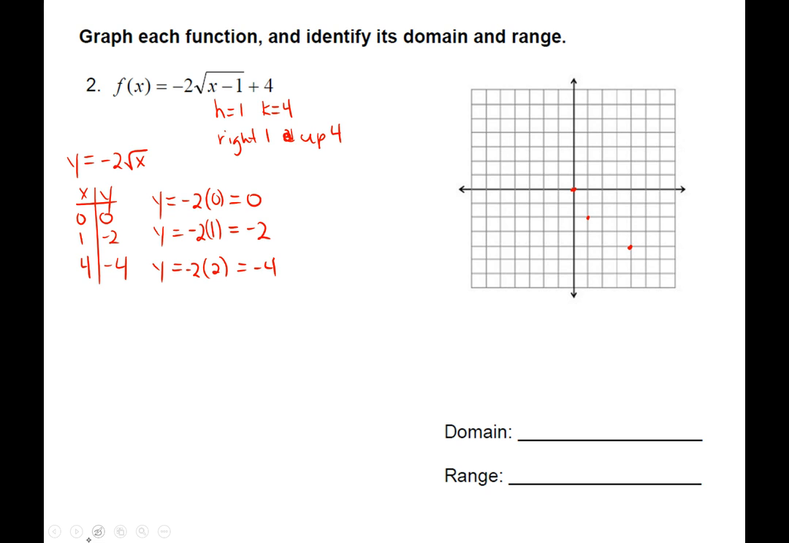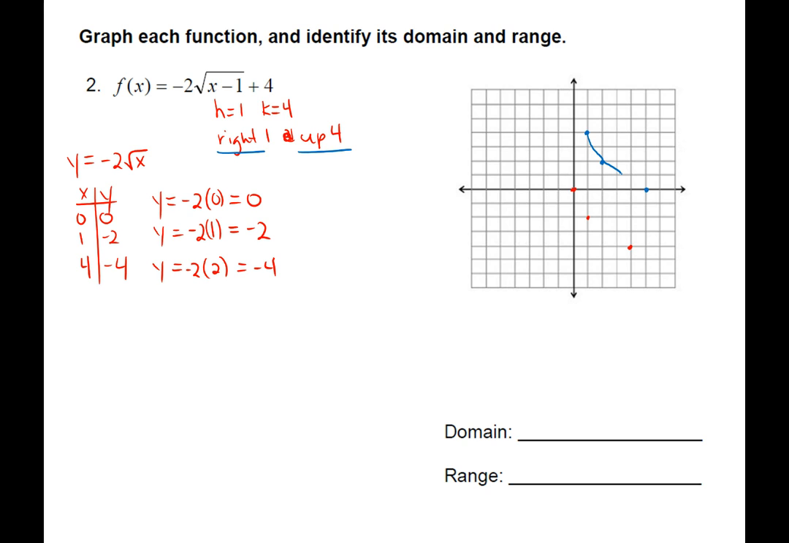Then I'm going to shift, going right 1 and up 4. So right 1, up 4, right 1, up 4, and right 1, up 4. And again, connect the dots. Remember, we want to go towards the right on this one because our 0, 0 point is that point. We can't go past it for x. We can't plug in negative numbers, and that shifted right up here.